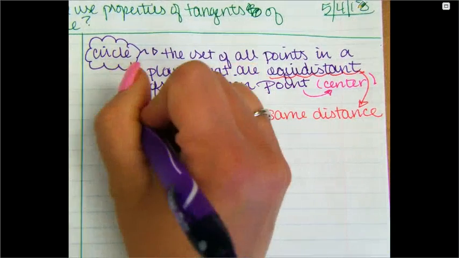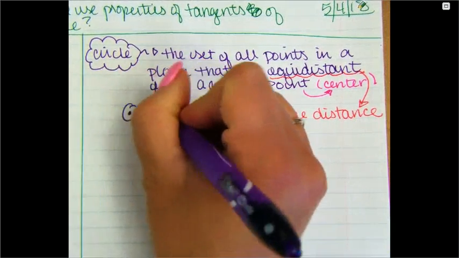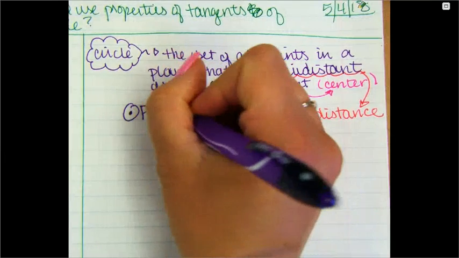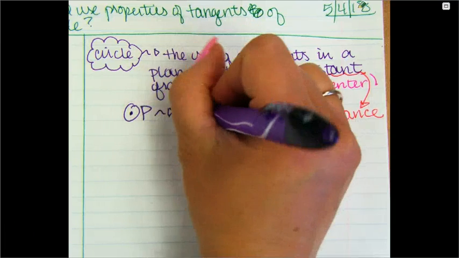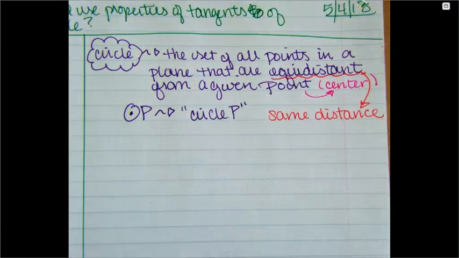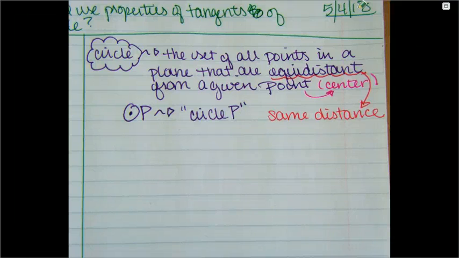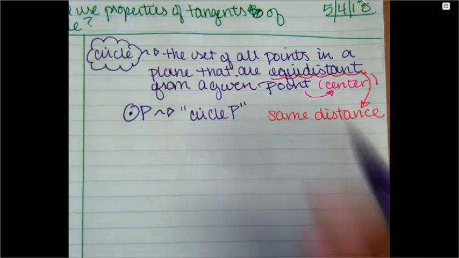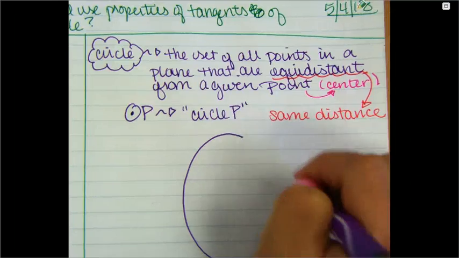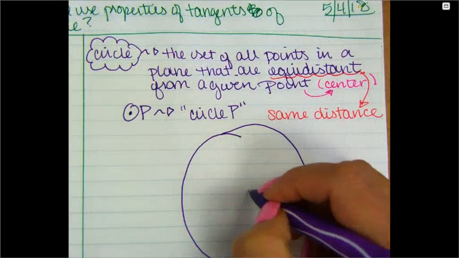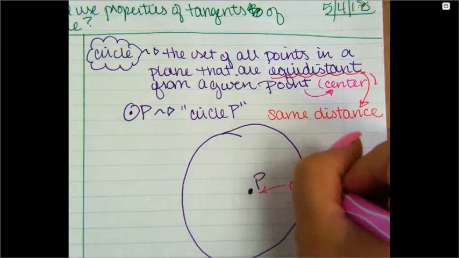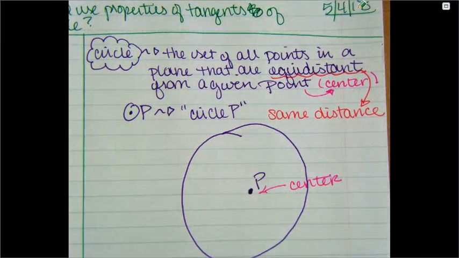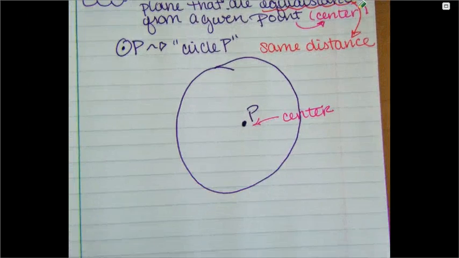All right, so now, just so you know, this is how we write it. We're not going to write out circle, just like we didn't write out the word triangle. This is how you call it by its name. It's called circle P. Whatever the center point is, that's how you call the name of the circle. Okay? So let's draw a circle. We're going to go ahead and call it P in the center. So this is its center. Good so far? All right, let's keep going.